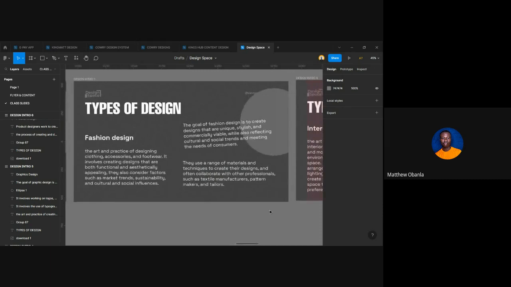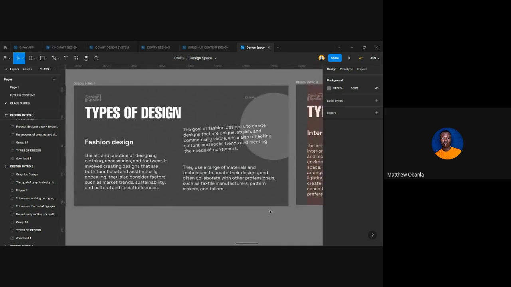I mentioned fashion design. Fashion design too is an interesting part of design. It's the practice of designing clothing, accessories, and footwear. Design is also used in this aspect. It involves creating designs that are both functional and aesthetically appealing. When I say aesthetically appealing, I mean it has to connect to you. You cannot just explain how it is connecting to you, but it's communicating to you.